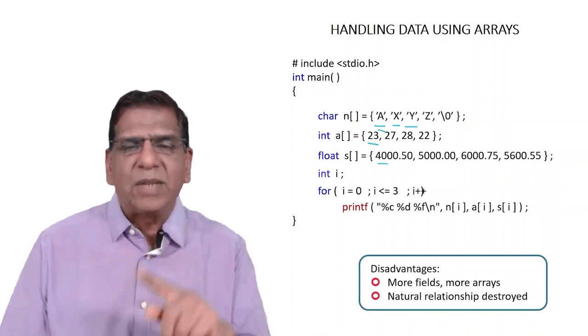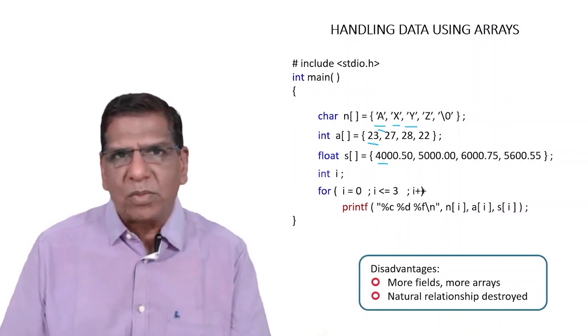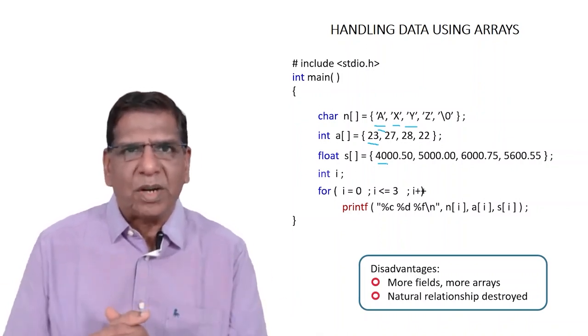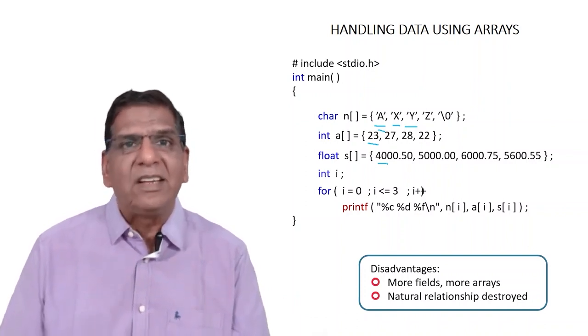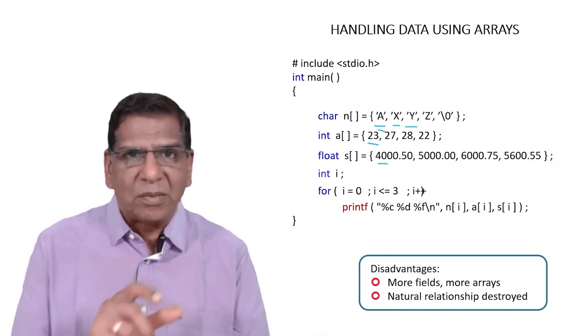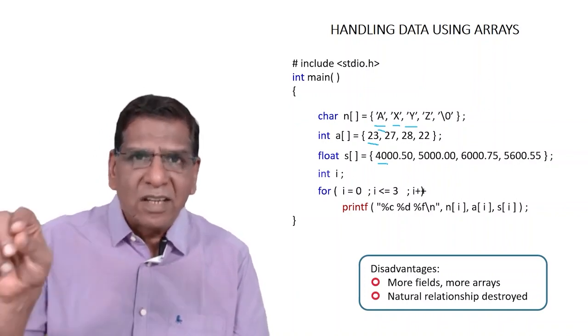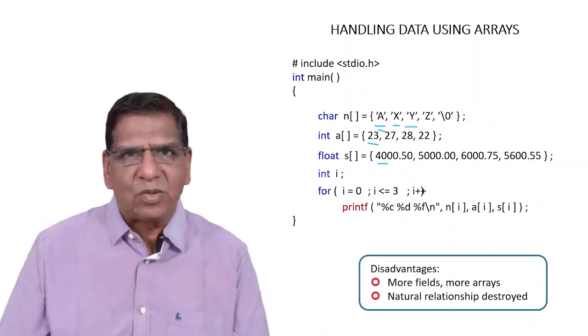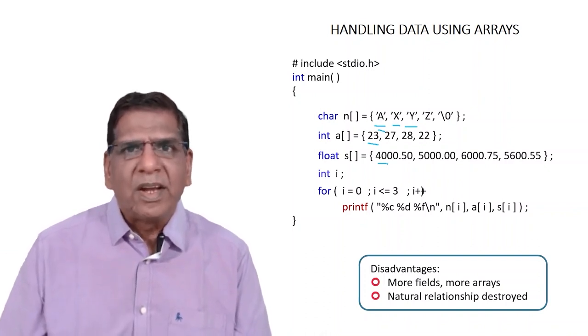So that relationship that exists between A, 23 and 4000.5, that has not been captured in the program. And that really needs to be captured. Because similar entities staying together is the limitation that language forces us to use. But natural relationship that exists within the data, that we should be able to preserve somehow. And the way to preserve that natural relationship is using a structure. And how to make use of the structure to store this dissimilar data is what we propose to understand in one of the lectures to follow.